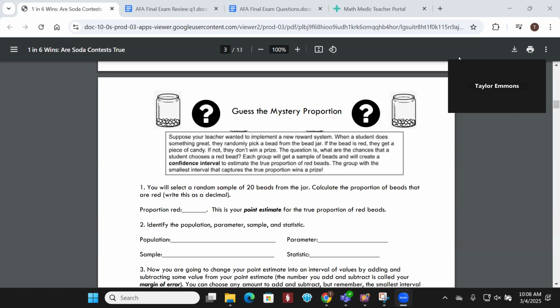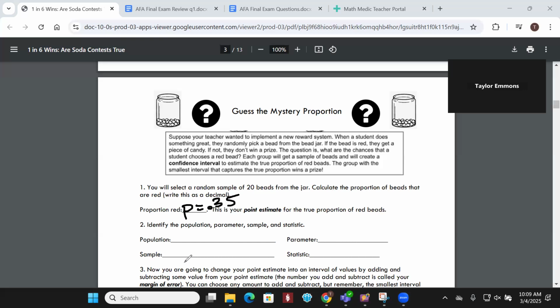Okay, we're not going to do this. We're going to go through this pretty quickly. Sorry, I don't have a ton of beads. So we're going to select a sample of 20 beads from the jar, and we're going to calculate the proportion of beads that are red. Let's say that we pull a sample and we get 0.35. 35% of them are red.